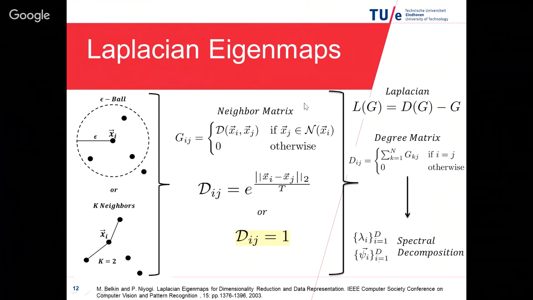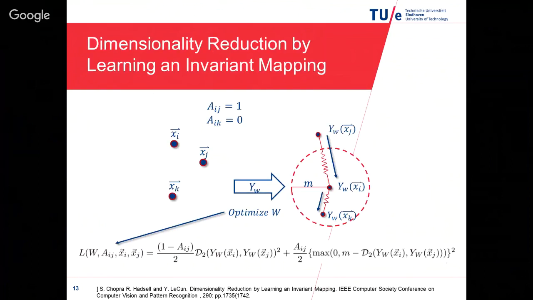Then from this matrix of neighbors, we will just calculate the Laplacian, which is calculated first by the degree matrix. And the degree matrix is just, for each of the diagonal elements, we will be having the sum of the column values. And then from this Laplacian, we just apply once again the spectral decomposition to obtain the eigenvalues and eigenvectors, to produce a representation in lower dimensional space.